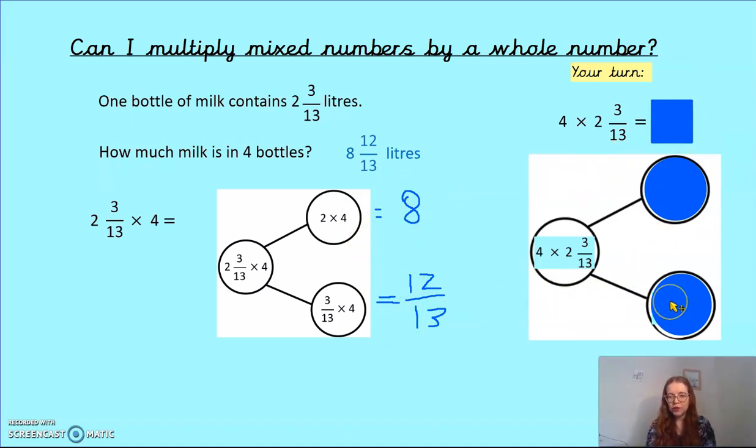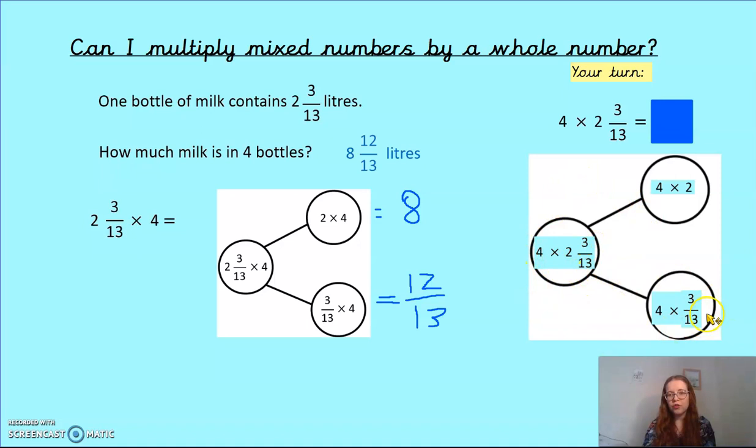Have a go at this question. I want you to answer it using the partition method and tell me, what do you notice about the example that I have chosen? So pause me here, and then in a moment I will reveal the answer to you. Okay, I'm going to start revealing the answer in 3, 2, 1. So my partition is going to be 4 times 2 because I've got my 4 and my 2 wholes. And the next part is going to be 4 times 3/13 because that's my fraction.